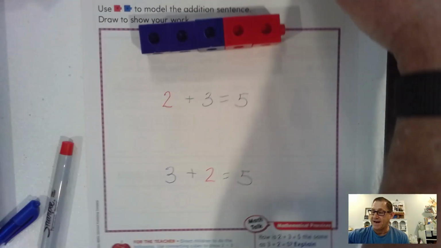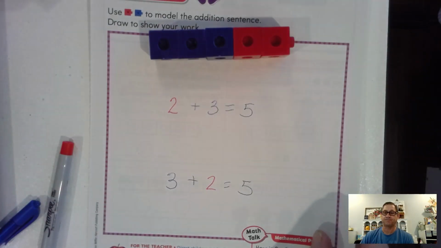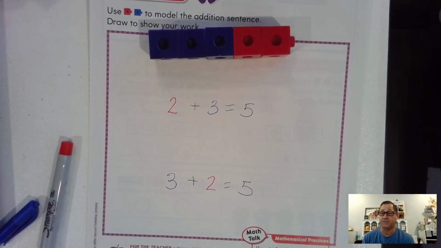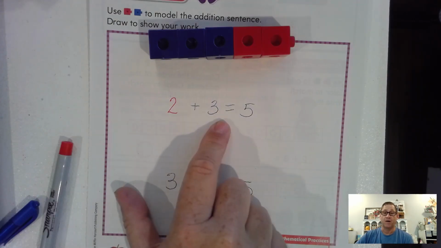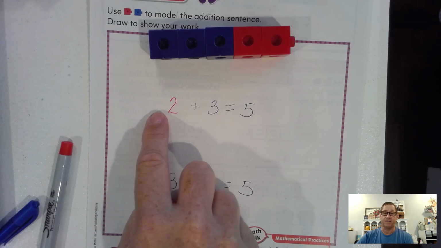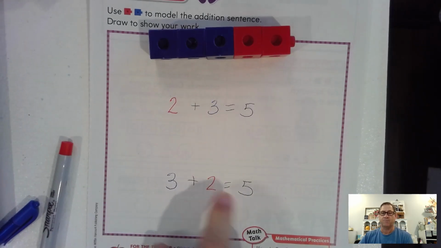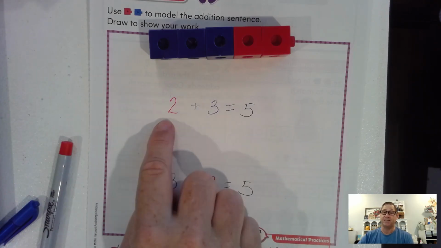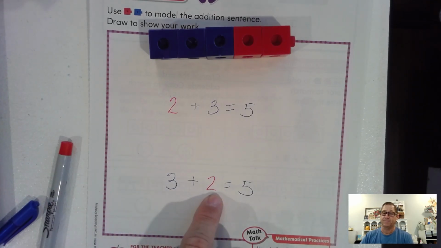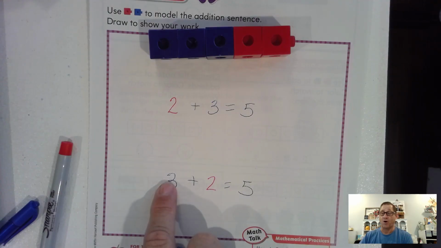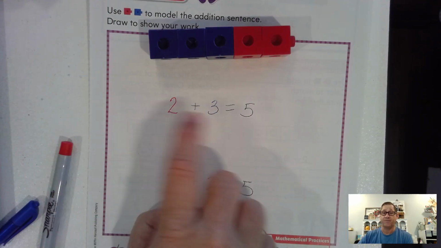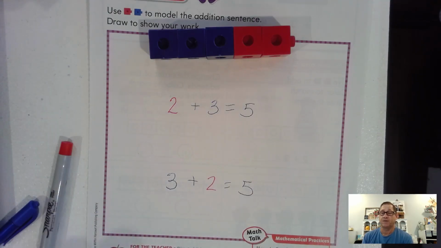So how are the answers the same? Or why are the answers the same? Because the problem is set up differently. It goes 2 plus 3, and in this one we did 3 plus 2. Why did they both give us 5? Well, did we change the numbers being added? No, the parts are still 3 and 2, right? It doesn't matter which order you put them in.